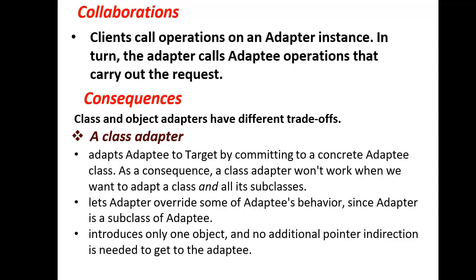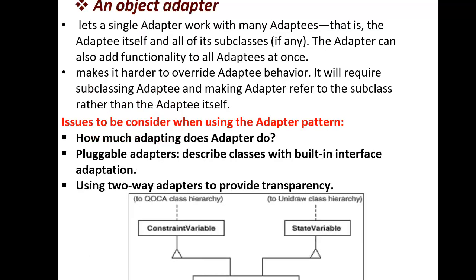What is the consequence? Class and object adapter have different trade-offs. So one is a class adapter. Adapter adapts adaptee to target by committing to a concrete adaptee class. As a consequence, a class adapter won't work when we want to adapt a class and all its subclasses. It lets adapter override some of the adaptee's behavior since adapter is a subclass of adaptee. It introduces only one object and no additional pointer indirection is needed to get the adaptee.